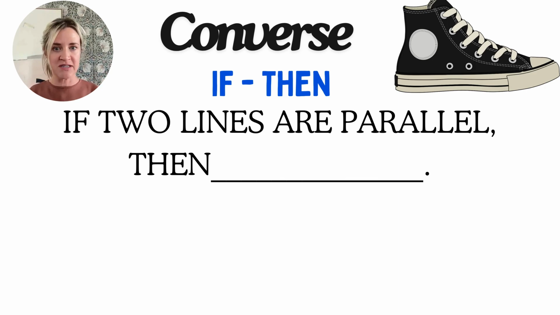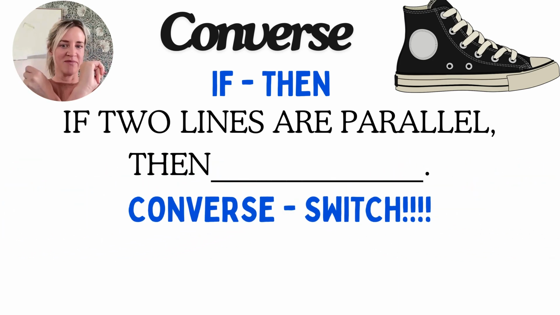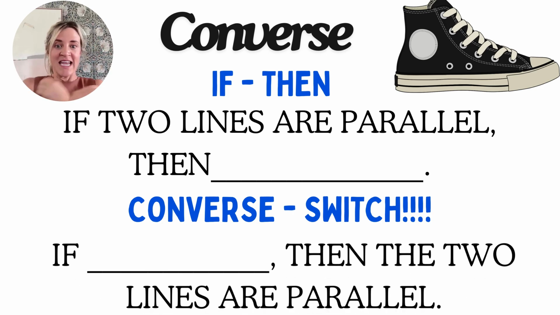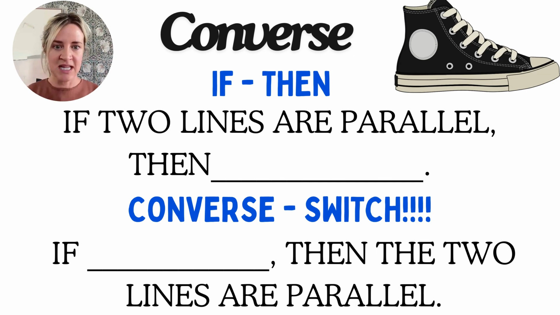The converse is we switch the order, okay? So instead of saying if they're parallel, then such and such, we're going to say if such and such happens, then the lines are parallel. So switch the order. Pearl really wants out. Sorry about that. If alternate interior angles are congruent, then the lines are parallel. If same-side or consecutive interior angles are supplementary, then the lines are parallel. So it's really just using what we learned previously. We're just going to now switch the order in the questioning.